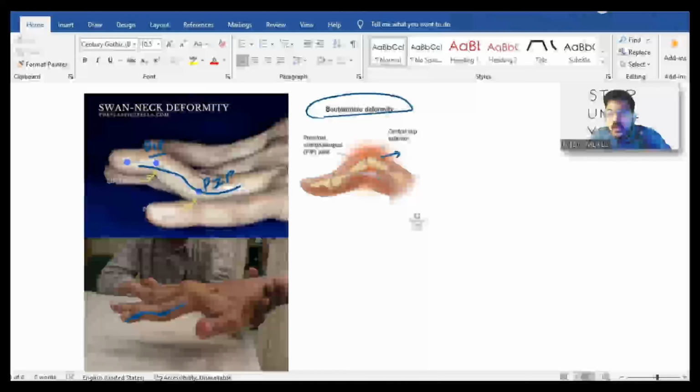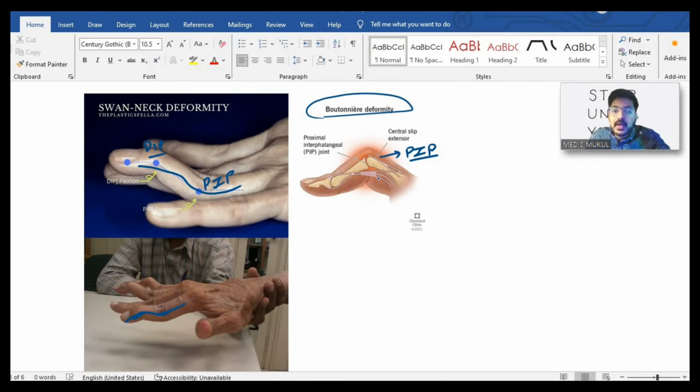In Boutonniere deformity, what is there? There is a flexion at PIP, and in the DIP we will see that there is an extension at DIP. So remember, this is the Boutonniere deformity, and we have the swan neck deformity. These are the two deformities that are super important. Other than that, you can remember that there is a mallet finger we will be able to see, and along with that we can see that there is a zigzag deformity.